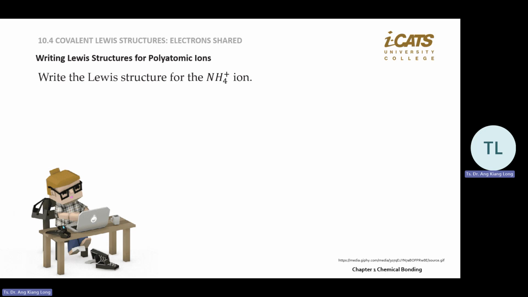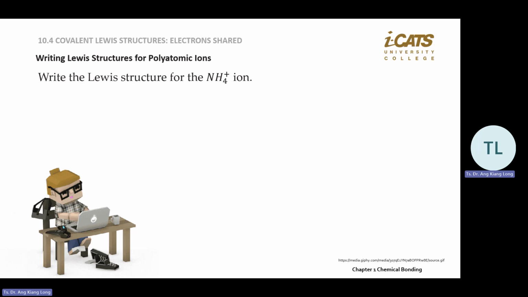This one will go very quick. See if you're able to understand. If the question asks you to write the Lewis structure for NH4 positive, the first step is to refer to the periodic table. Nitrogen is group number 5, right? H is group number 1. So 5 plus 4 electrons from the H4. So 5 plus 4 is 9.